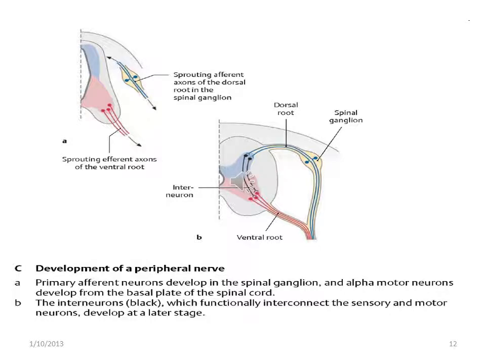This slide shows ventral neurons coming from the ventral or anterior part of the gray matter of the spinal cord, and sensory neurons from the dorsal root ganglion coming into the dorsal part or posterior part of the spinal cord. This slide also shows some interneurons, which are shown in black, which develop a little bit later and which connect sensory and motor neurons to form a reflex.